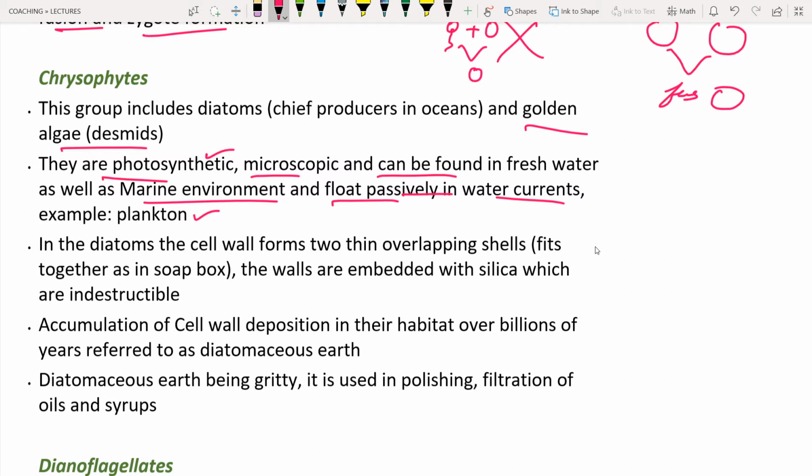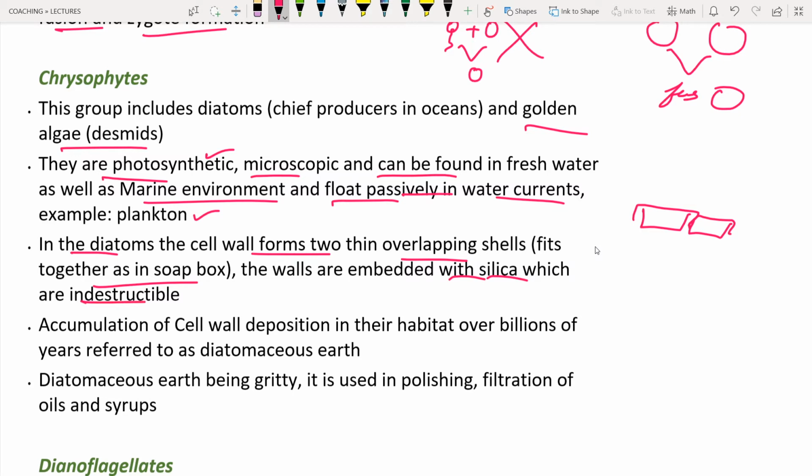And in the diatoms, the cell wall forms two thin overlapping shells that fit like a soap box. If you see the soap box, it looks like this, and above it there is a cover lid. These shells are overlapping like a soap box, embedded with silica. Silica is the toughest material, and even sand is made up of silica, which is indestructible. It means they are stronger.